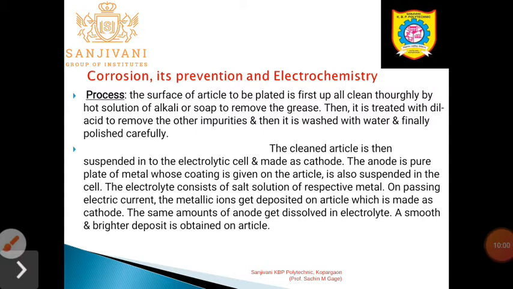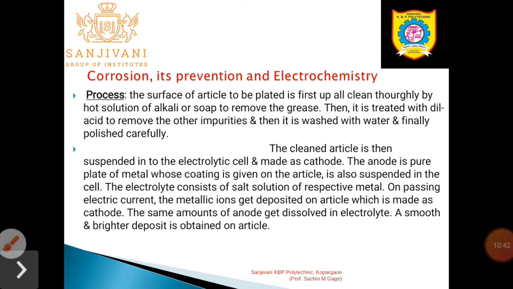The treatment with dilute HCl, that is your acid, is called pickling. If any other impurities are present on the article, we wash with dilute HCl. That process is called pickling. Finally the article is washed with water so as to remove the acidic impurities, and finally it is polished carefully. With the help of polish paper, we polish the surface of the article, and that polishing should be done carefully. So you will get an article with a clean and smooth surface.